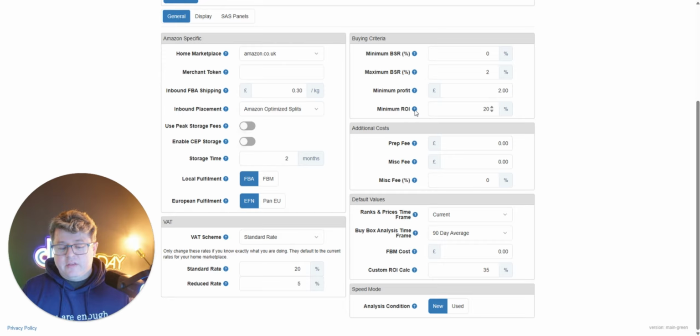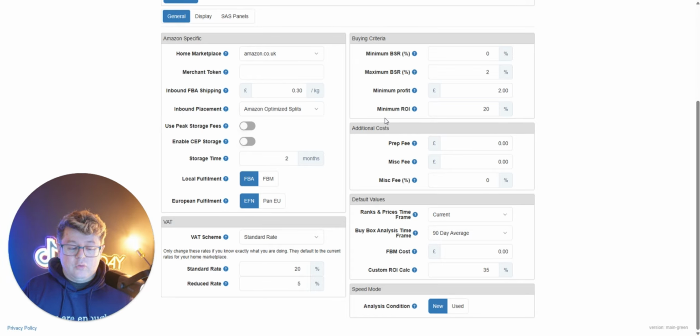I have set the minimum ROI as 20%, which is low. When you are starting out, I would recommend definitely doing it 30% plus. But I source quite high sale price products, so this is why I do that, because the margin is still there depending on what I'm selling, and I'm used to looking at that minimum ROI. But definitely, if you are a new seller, I would recommend 30% is the minimum.